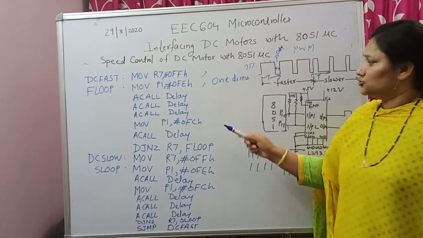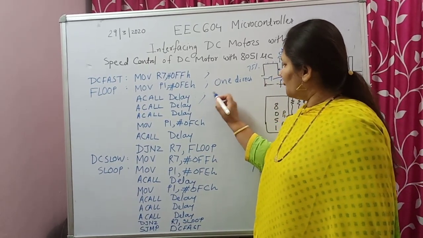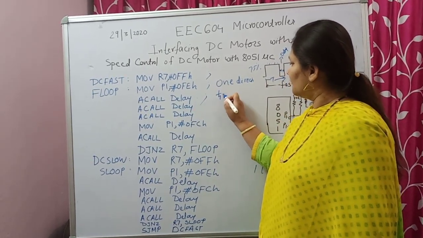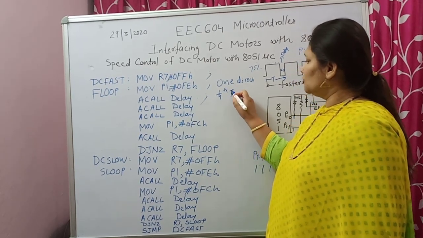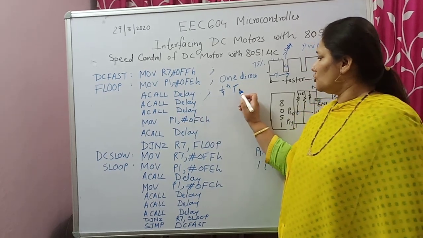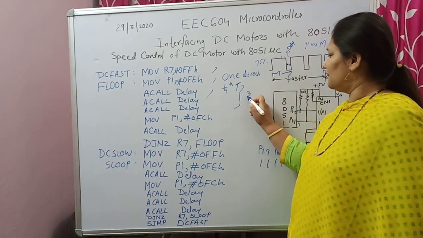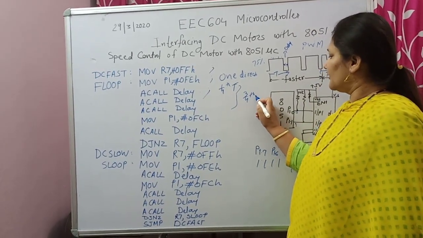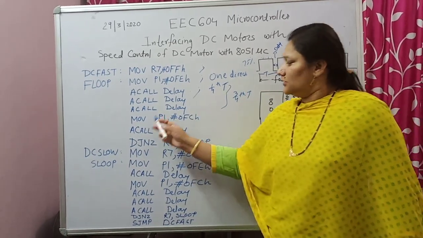on time. So the delay program is written for 1/4 of whatever T you are requiring. So you are calling this three times, so the total delay which you are getting is 3/4 of T.